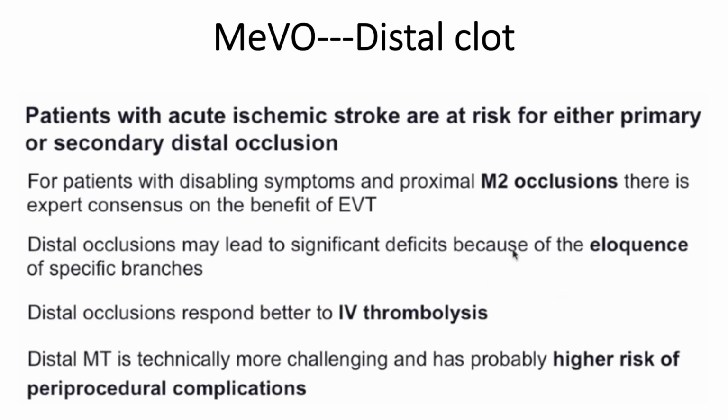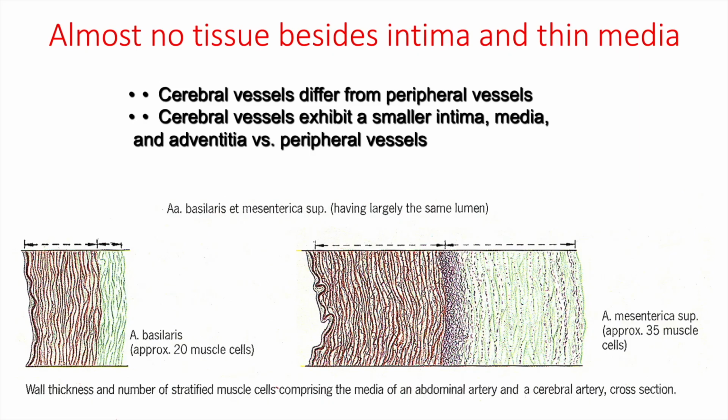Now, distal mechanical thrombectomy is technically more challenging and has probably a higher risk of periprocedural complications. It is very important to remember that there is almost no tissue besides intima and thin media. These are very fragile vessels. They are different from the peripheral vessels. So you've got to be very careful, otherwise they are easier to perforate. So we mostly use a sort of J-shaped loop at our wire tip while we are advancing the wire into the cerebral circulation. We prefer not to keep the tip straight.